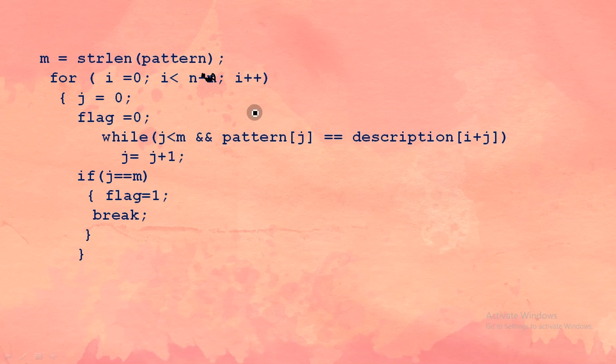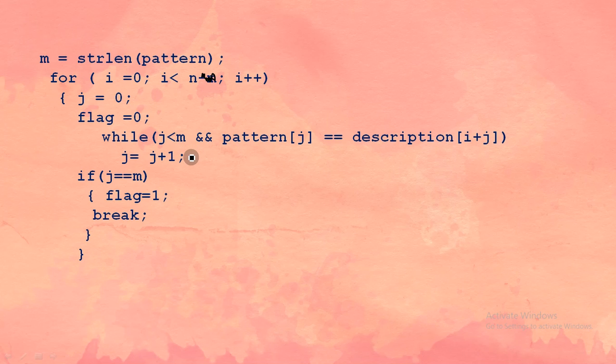Okay, for i less than n, i plus plus, j equal to 0. So in every iteration, i moves progressively from 0 to n. In every iteration, j equal to 0, flag equal to 0. We will assume none of the characters will match. As far as the condition is concerned, while j is less than m, j can move up to m minus 1.